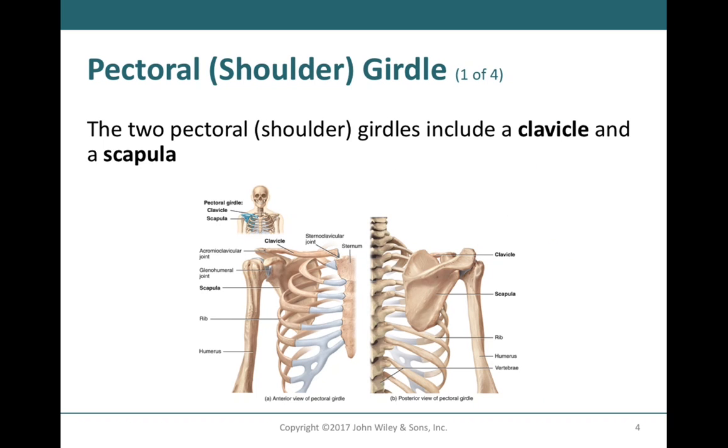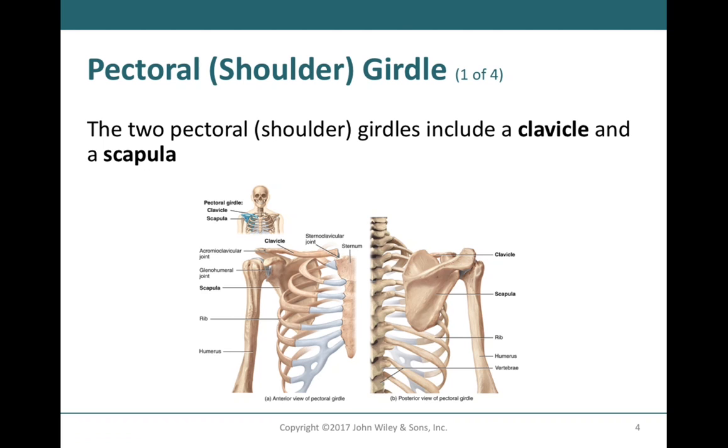The bones that make up the shoulder girdle are the clavicle and the scapula. We can also call this the pectoral girdle because this is found in the pectoral region. The clavicle is shown here. This is also known more colloquially as the collarbone, and the scapula can be found on the back side of the body. This side shows us a posterior view, and this side shows us an anterior view.